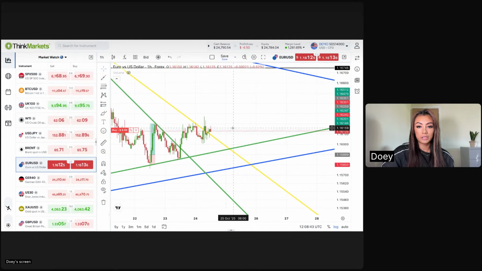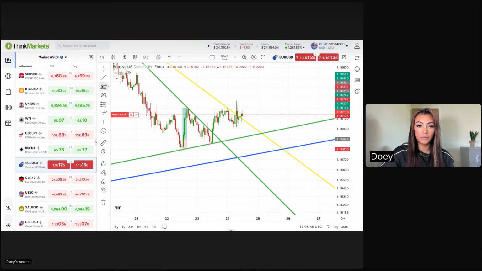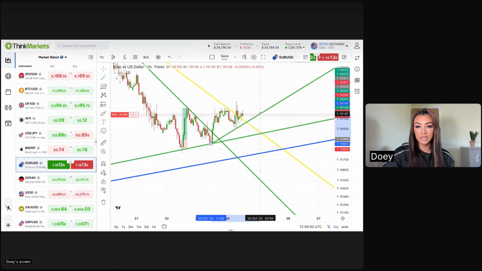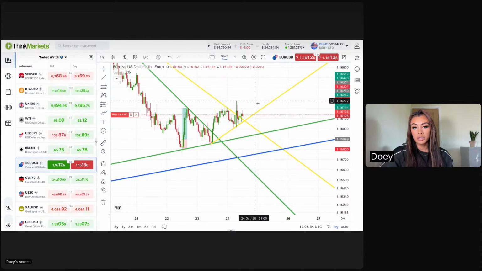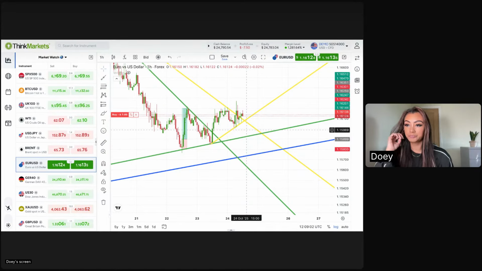And because I did enter this on the 1 hour, we've got a 1 hour safety line here as well. So if you wanted to be kind of like extra safe, then we're going to have to come out of the trade if it comes back across this trend line here.